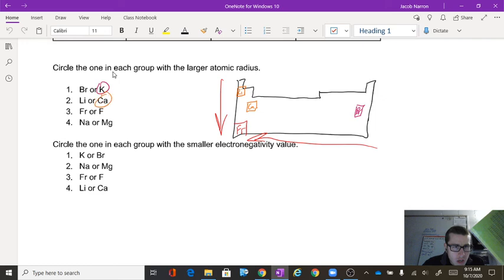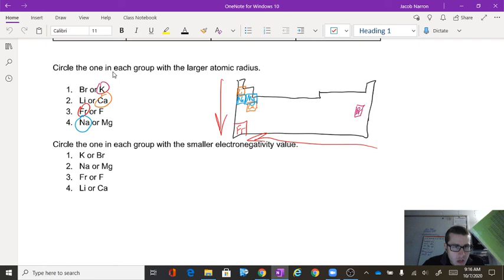Next one, francium or fluorine. Well, since francium is the largest atomic radius, I'm going to go ahead and say it's francium. And then the last one, we have sodium or magnesium. So sodium's right here. Magnesium's right next to it, right here. But as we can see, because sodium is closer, because it's an alkali metal in the same group as francium, sodium is going to be more reactive, have the larger atomic radius.